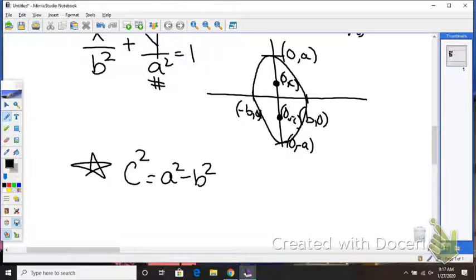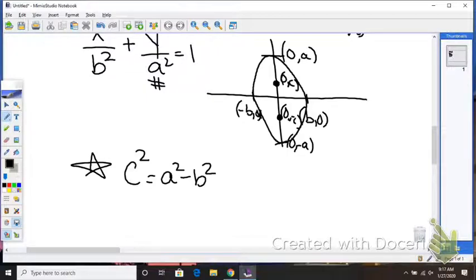It's very close to the Pythagorean theorem, but it's minus. So put a big star by this because you're going to refer back to it. It's just the relationship between a, b, and c. The c is your focus, or foci, points. So in this first example, I'm not going to give you the b value, so you're going to have to use this to find it. I'm going to give you the a and the c.